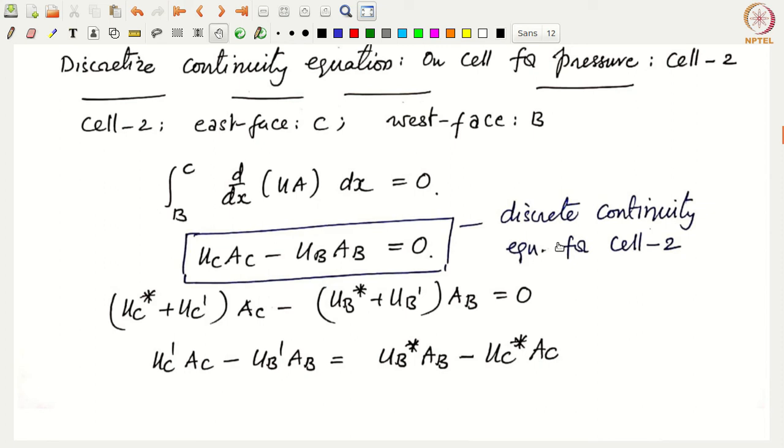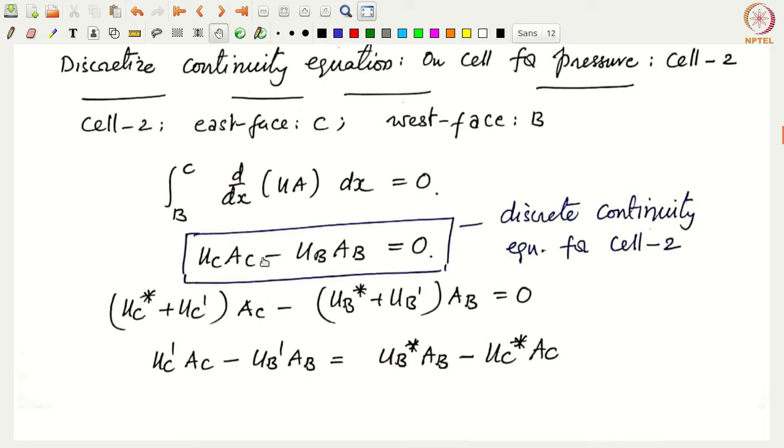Okay. All right. Now we know that, of course, because these are the corrected values as such, UC and UB, if we represent them, then these are equal to 0. But if these were starred values, UC star and UB star, they would not satisfy the continuity equation.